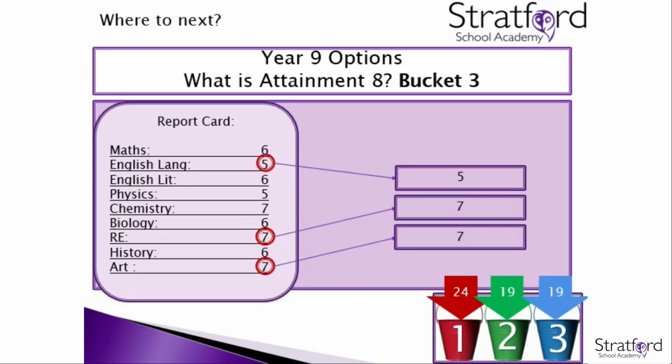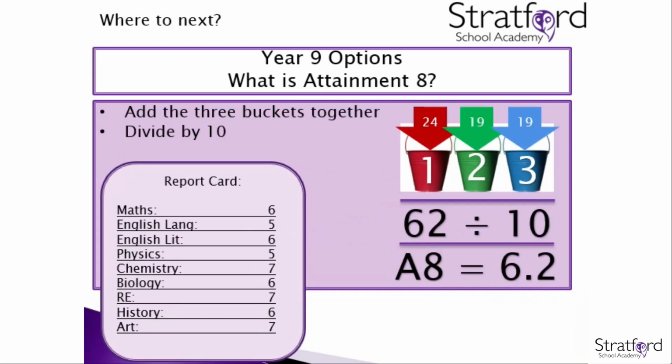We now come to bucket 3, which contains the 3 unused subjects which have the highest grades. We can see that art, this pupil received a grade 7, RE, the pupil received a grade 7, and then English Language, which was unused in bucket 1 because we used English Literature, received a grade 5. Therefore, 5 plus 7 plus 7 is 19, which goes into bucket 3. So we now have bucket 1 with a score of 24, bucket 2 with a score of 19, and bucket 3 with a score of 19.